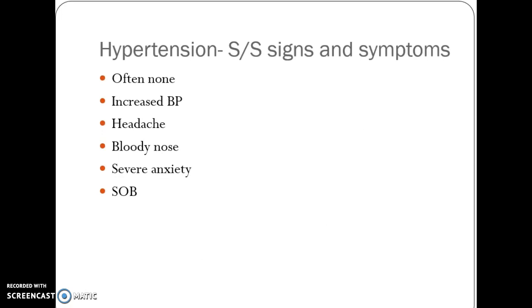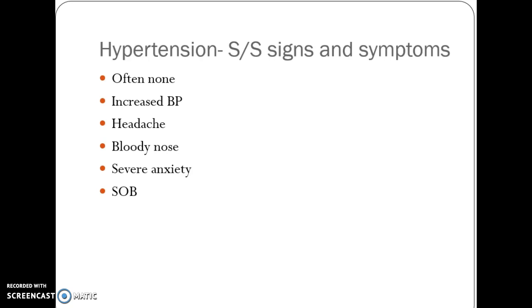Hypertension is the silent killer because it does not cause any pain. So you need to remember that, and you really need to educate your patients that even if they're feeling well, they still have to take their medication. It's a lifelong thing. Quite often there are absolutely no signs or symptoms.